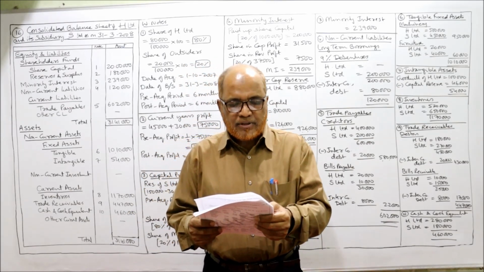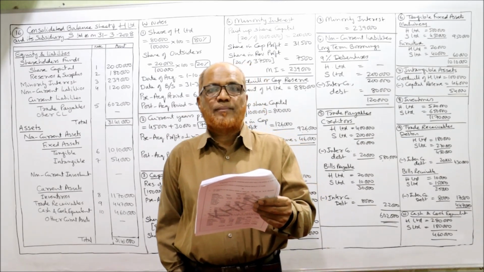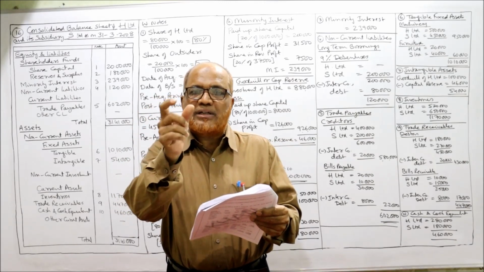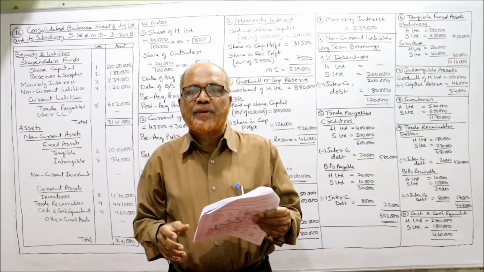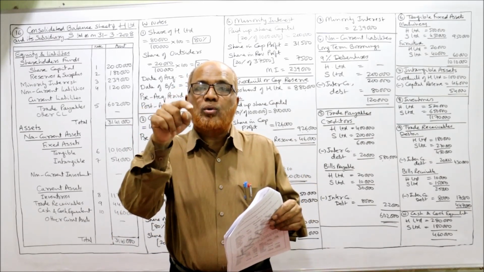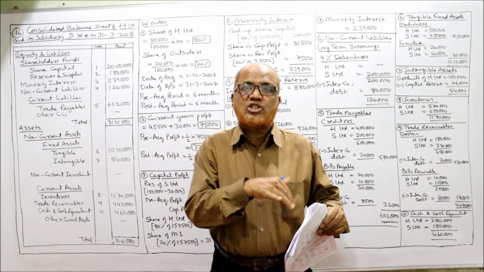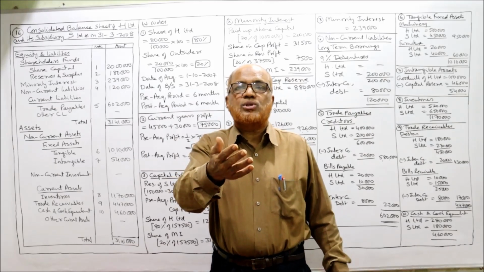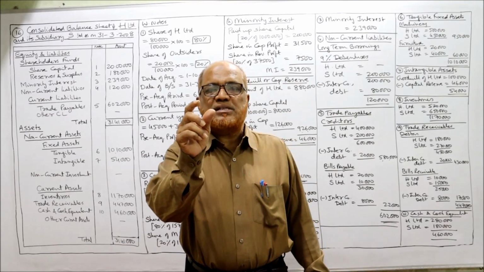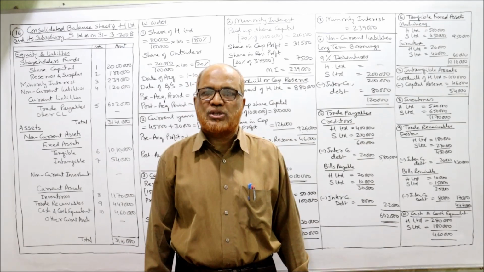Balance sheet share capital in shares of rupees 10 each, S Limited 10 lakh rupees. So total equity share capital in S Limited is 10 lakh. So 10 lakh divided by 10, 1 lakh. So total number of shares in S Limited is 1 lakh. Out of 1 lakh, 80,000 shares are purchased by H Limited. So remaining 20,000 shares are purchased by outsiders. So simply we can say 80% shares are purchased by H Limited, 20% shares are purchased by outsiders.